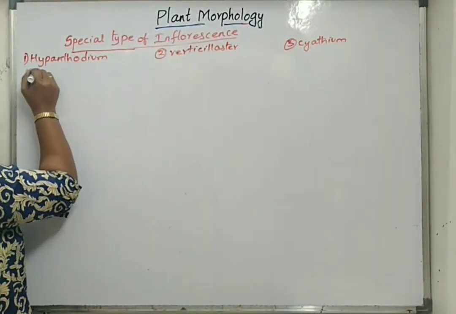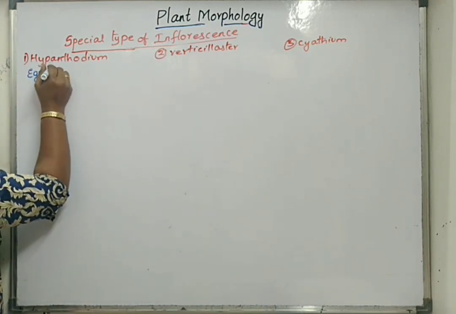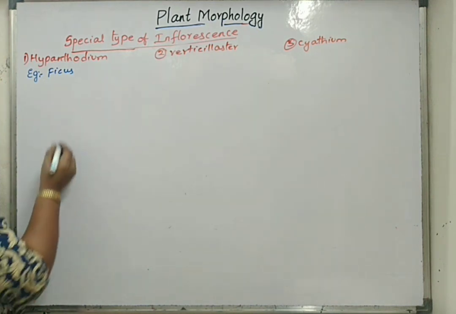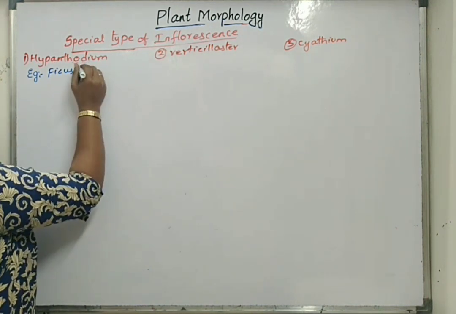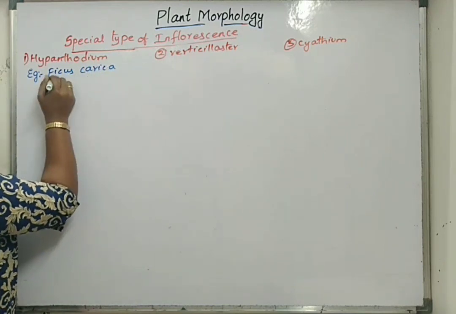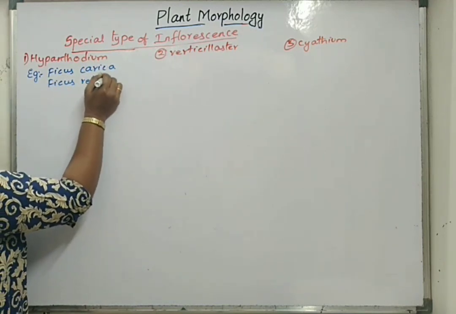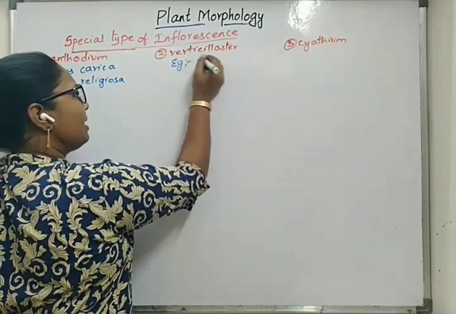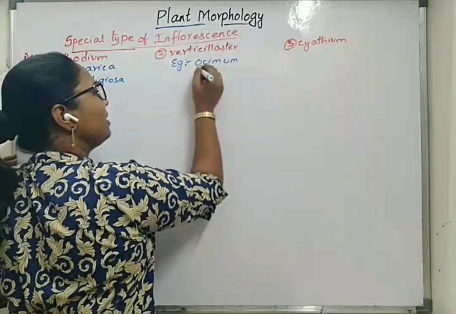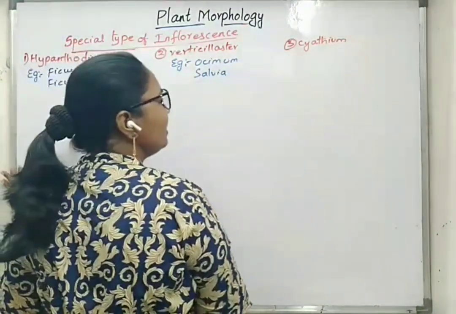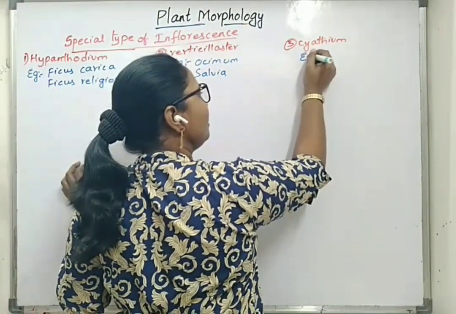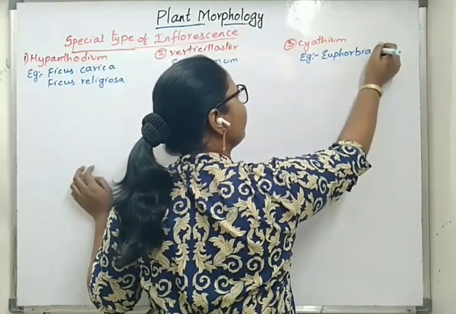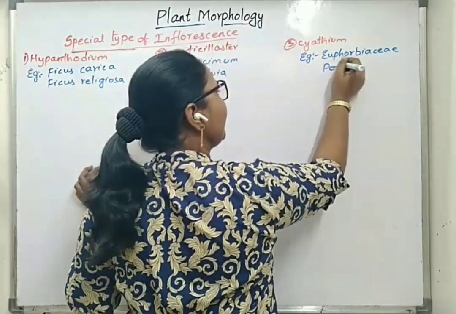Under Hypanthodium, examples can be Ficus plants, which are giving rise to fig fruits or Hypanthodium inflorescence. Here there are two species, Ficus carica one, Ficus religiosa one. Under Verticellaster type of inflorescence, examples are Ocimum and Salvia. Under Cyathium type of inflorescence, the best examples are Euphorbiaceae family members and Poinsettia.